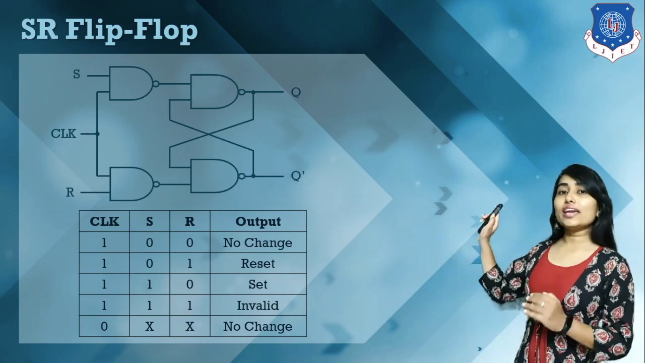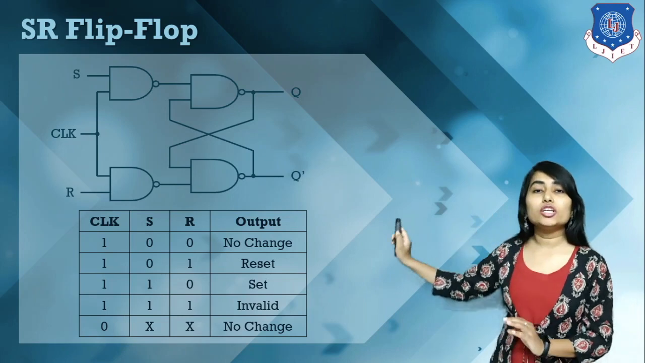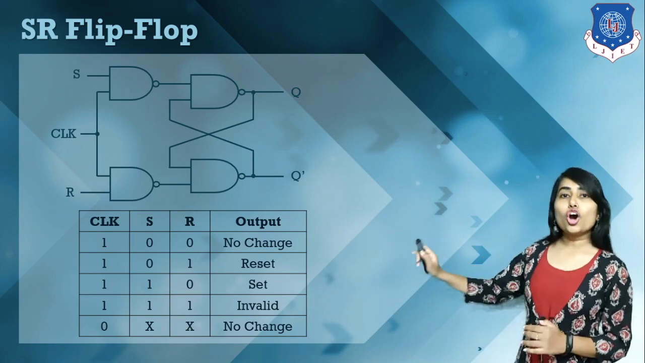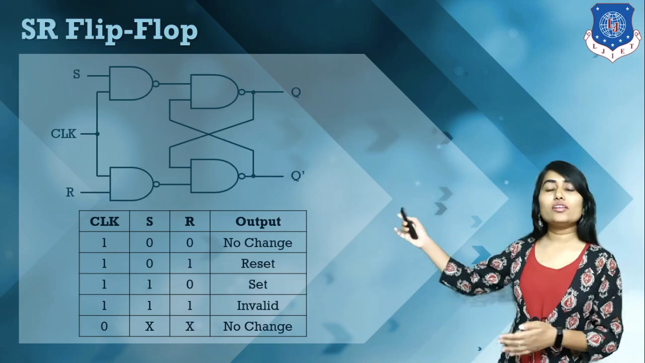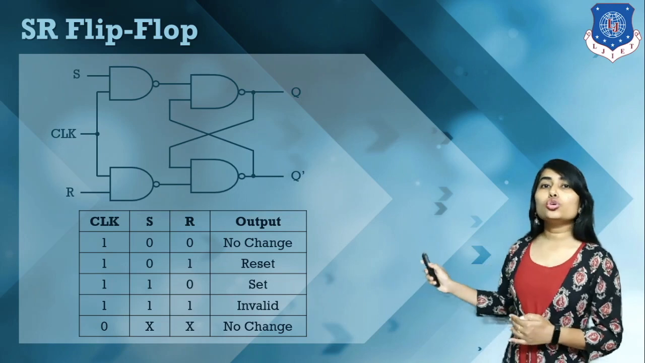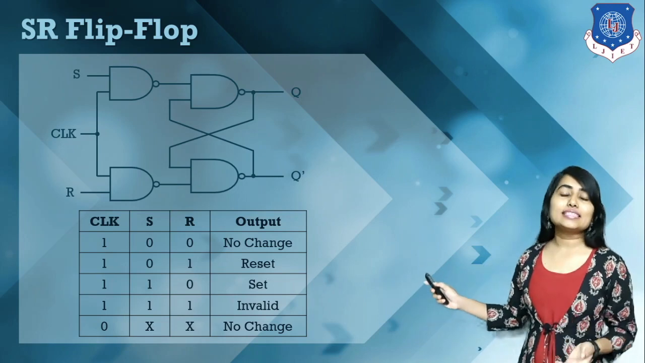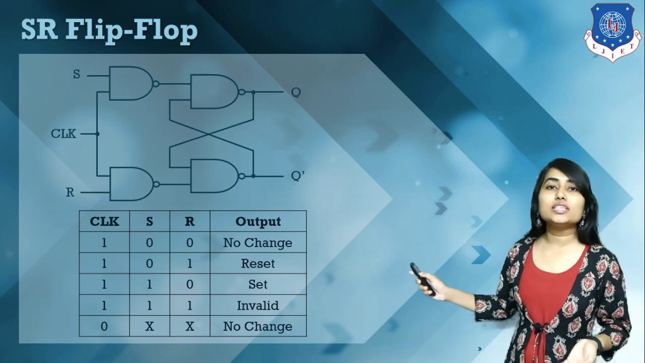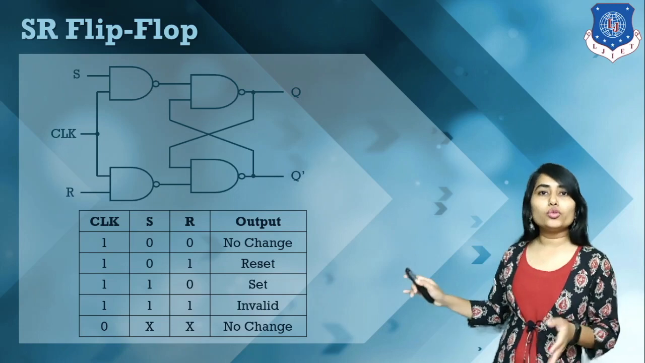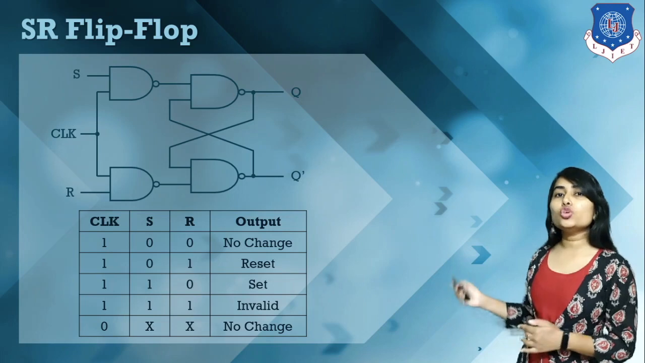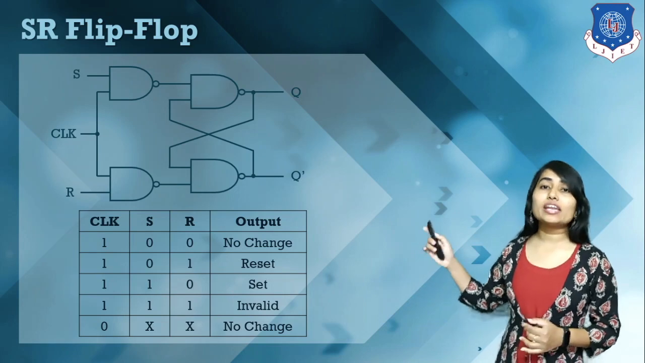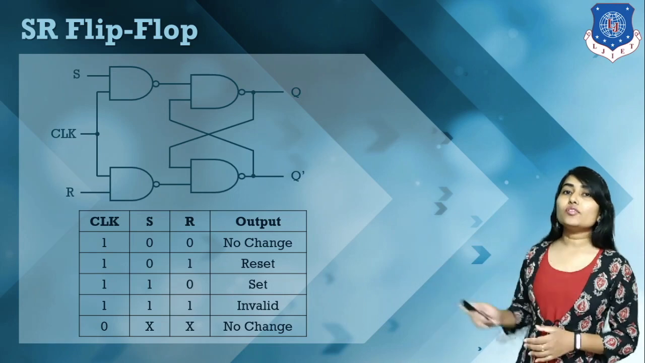Now all this works properly whenever clock is equal to 1, because here we multiply with the clock signal. Okay, so whenever clock is equal to 1, this works, and we have an output accordingly. Whenever clock is equal to 0, if any input is given, either SR equal to 0 0 or 0 1 or 1 0 or 1 1, since 0 is multiplied with any of the inputs, we have a 0 input condition, so we have a no change state. So whenever clock is equal to 1, its normal operation is done, and whenever clock is equal to 0, we have a no change state.